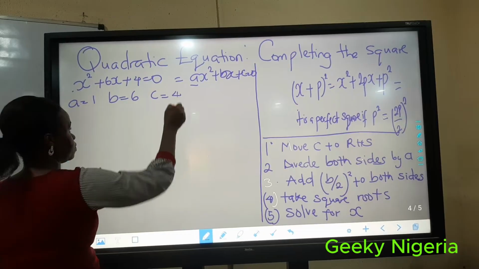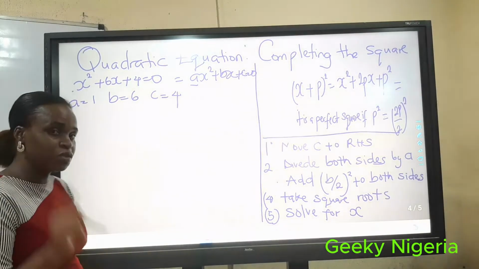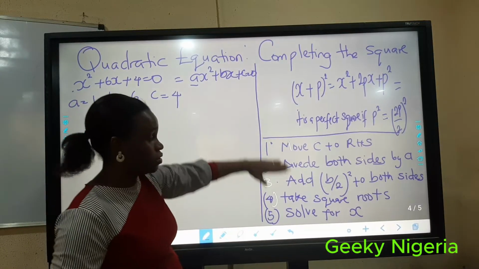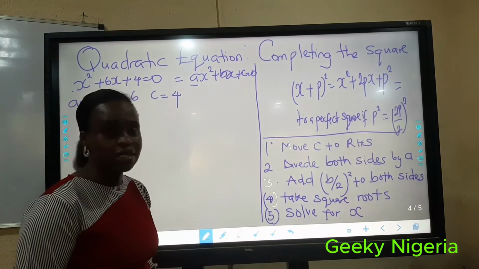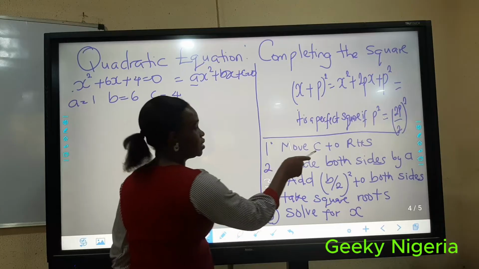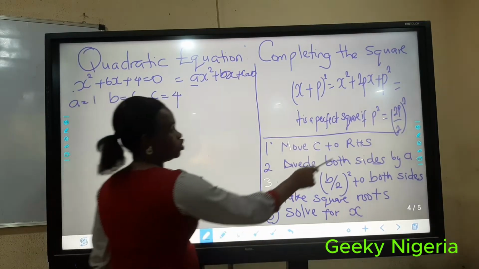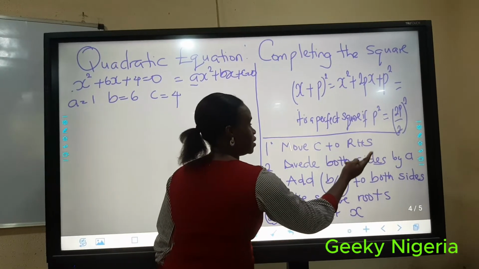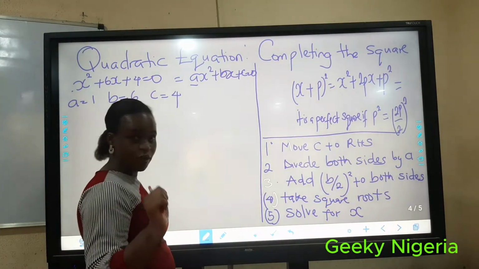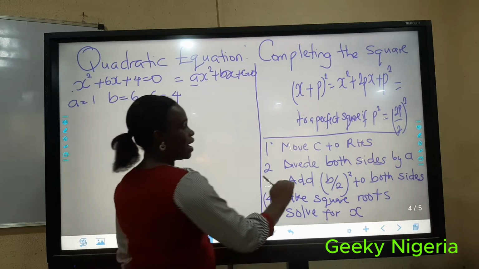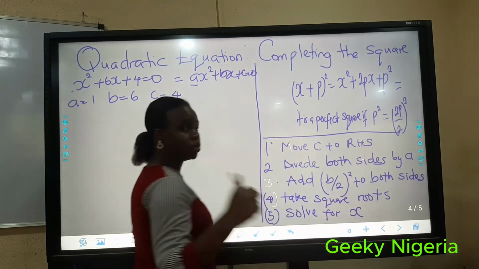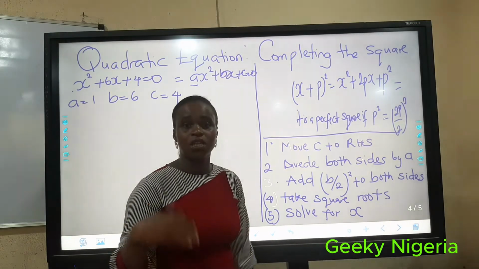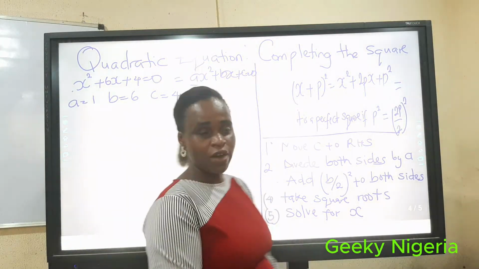equals 4. So the rules for solving quadratic equation using complete square method are here below. We're going to follow these 5 steps. First step says move C, whatever your C is, to the right hand side. Second step says divide both sides by A, which is the coefficient of x squared. Third says add b over 2 all squared to both sides. Fourth step says take square roots. The fifth one says solve for x.